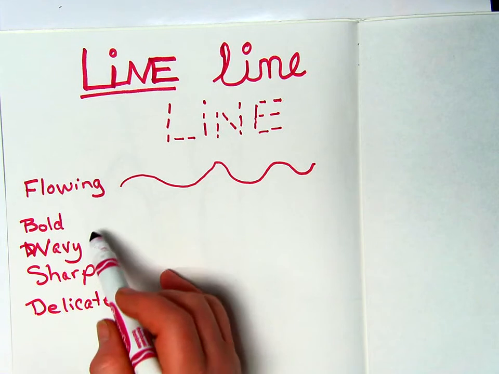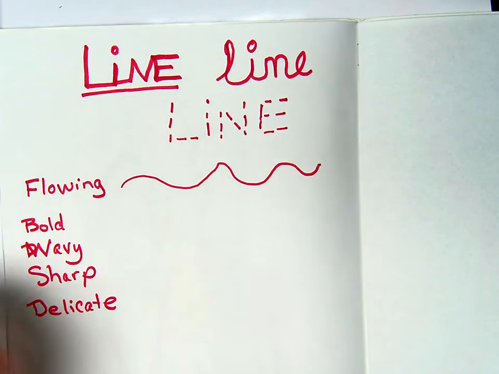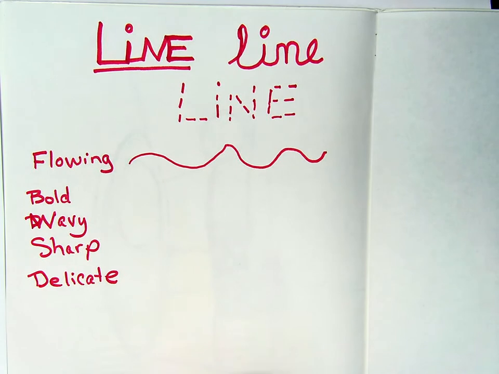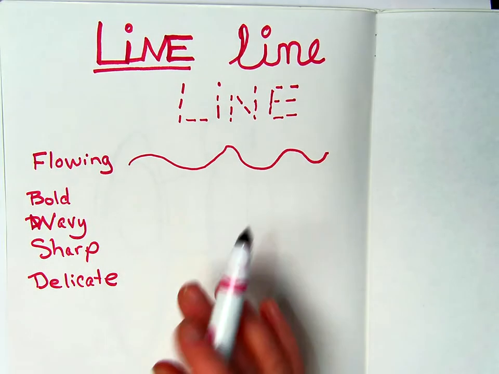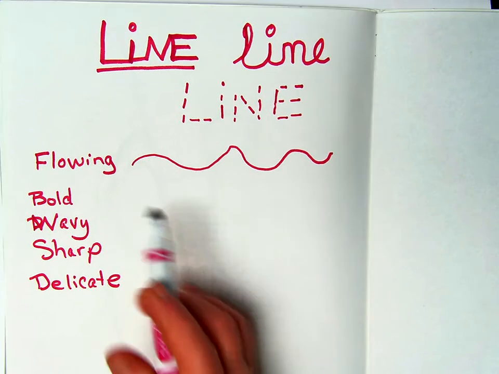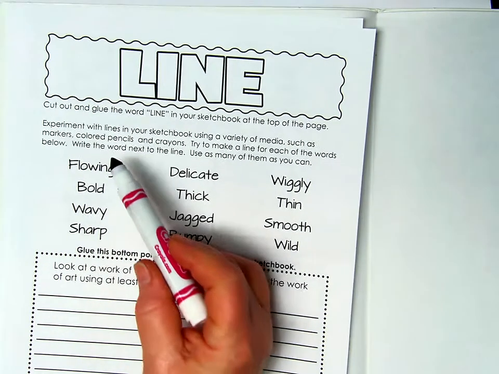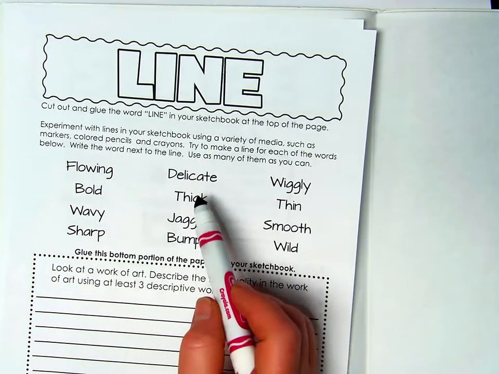So you are going to go ahead and do all of these. You have a total of 1, 2, 3, 4, 5, 6, 7, 8, 9, 10, 11, 12 lines that you are going to do on a separate piece of paper or in your sketchbook. Okay? So again, you're going to write out all 12 of these different types of lines, and then you are going to draw an example of each of these.